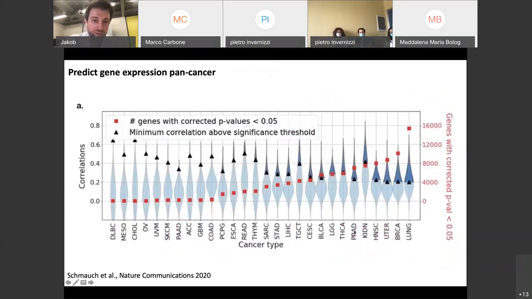And this is another study which was also published at the same time in Nature Communications, where a team from France showed that they can basically do the same thing across multiple cancer types and predict the gene expression, in this case for a large number of genes. And among the tumors where this method worked the best were lung cancer, breast cancer, endometrial cancer, head and neck cancer. So very clinically relevant tumor types.